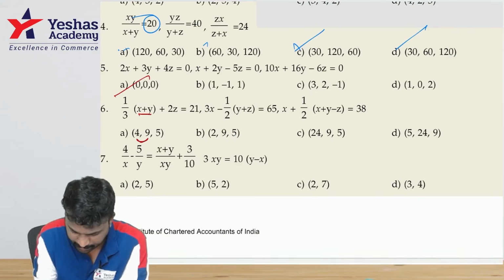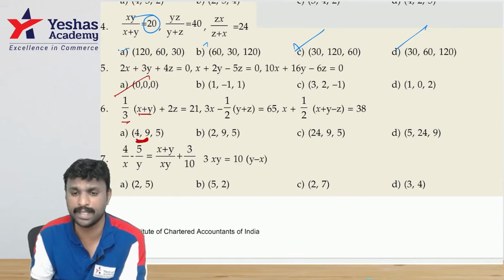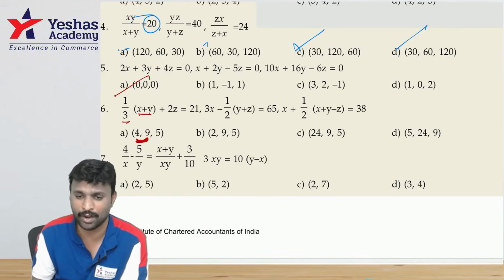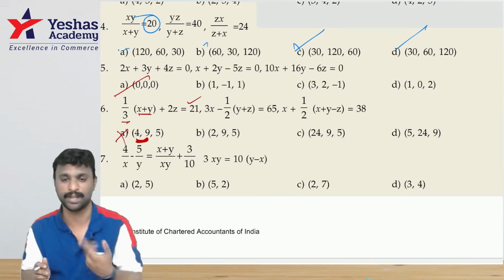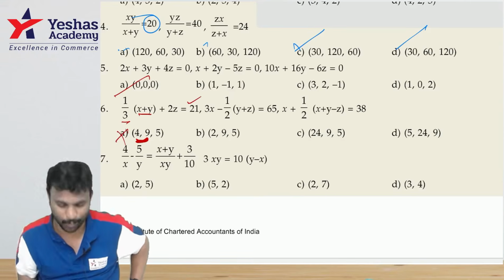Guys, if I take x plus x, and I mean first option, 4 plus 9 is 13. Guys, 13 by 3 is a decimal value. Definitely, it's not going to fetch you a whole number 21. Yes or no? Option A, you can skip option A at this point itself.